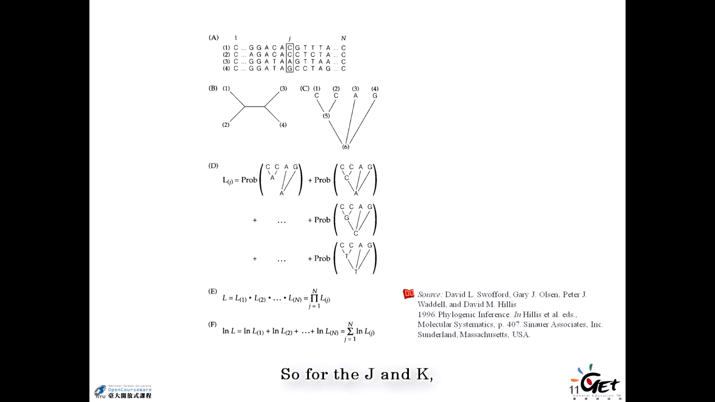For J and K, there are 16 possible combinations, right? So it's TT, TC, TA, GG, until AA, and so on. So there are 16 probabilities we need to calculate, and we can calculate every single probability according to the probability calculation from previous slides. For example, there's a T to G probability change and a T to C probability change. We calculate every branch and summarize everything into one value. That's the probability for this particular hypothesis for the ancestral state reconstruction.